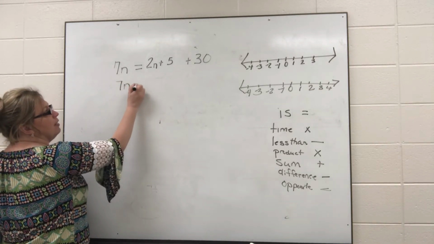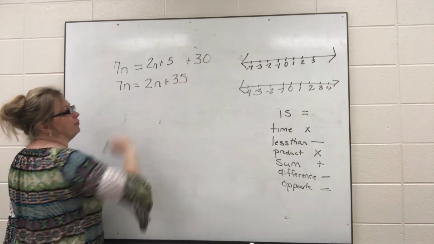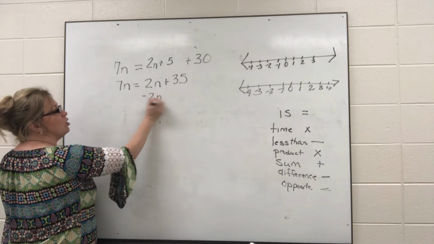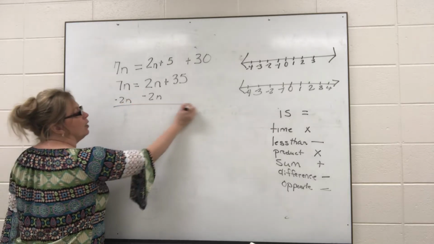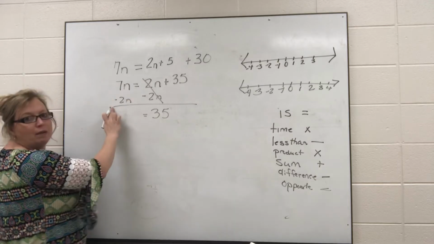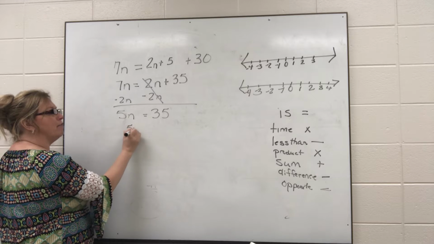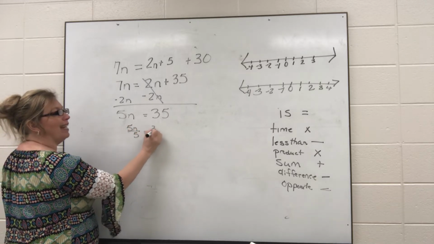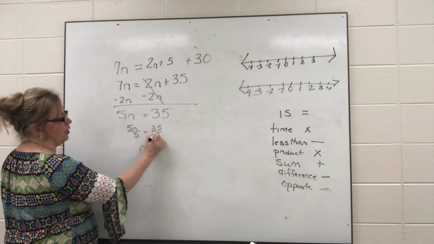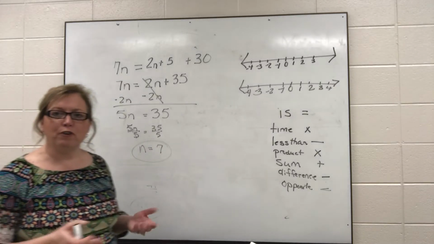We have 7n equals 2n plus 35. I need to get rid of this 2n, so I'm going to subtract 2n from each side. When I do this, this cancels, leaving me 35. And 7n minus 2n is 5n. Now, I'm simply going to divide because I need to get rid of that 5 so I can get my n by itself. So n equals 7. Hopefully those weren't so difficult for you.